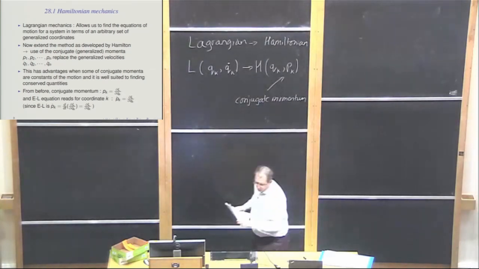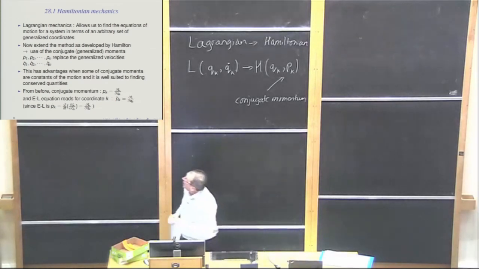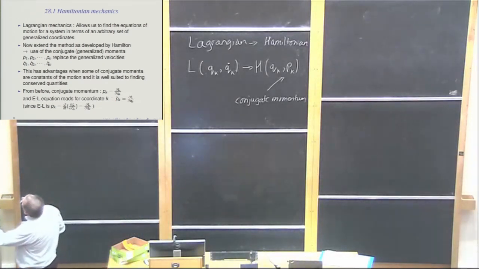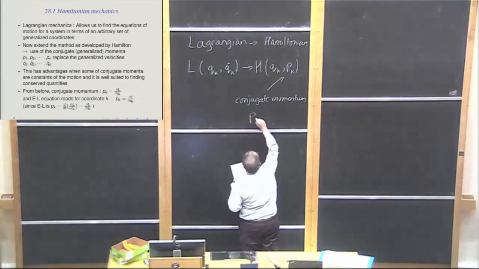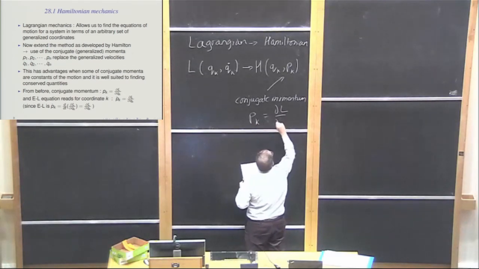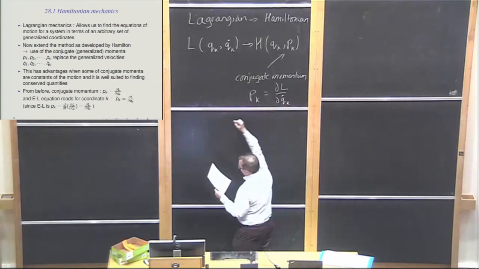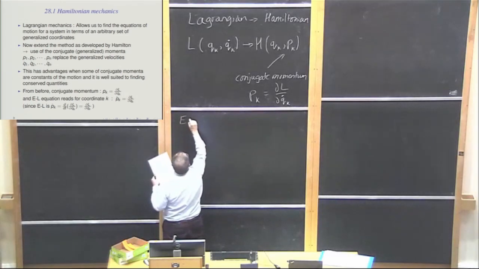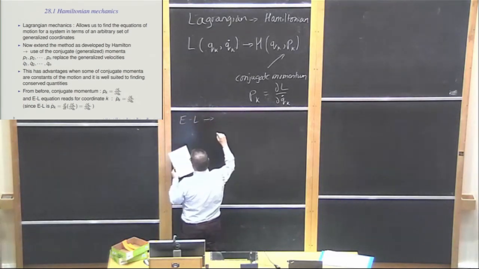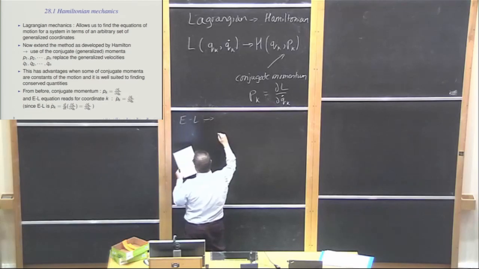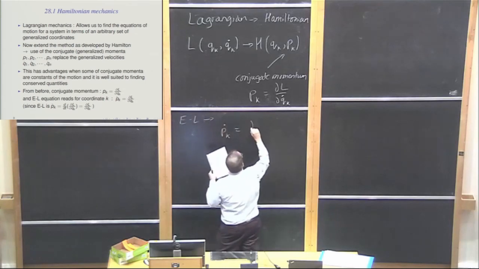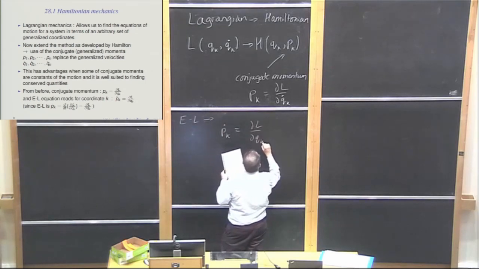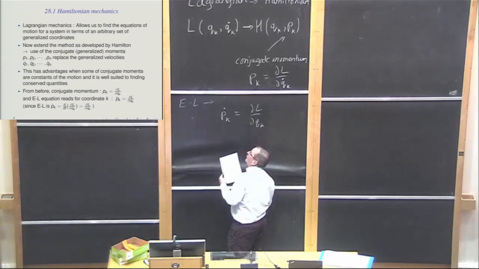And I remind you, we already saw that the conjugate momentum can be extracted from the Lagrangian in this manner: pk equals dL by dqk dot. This means we could already rewrite the Euler-Lagrange equation as pk dot equals dL by dqk. So we already had some taste of how we could work in terms of these two variables.